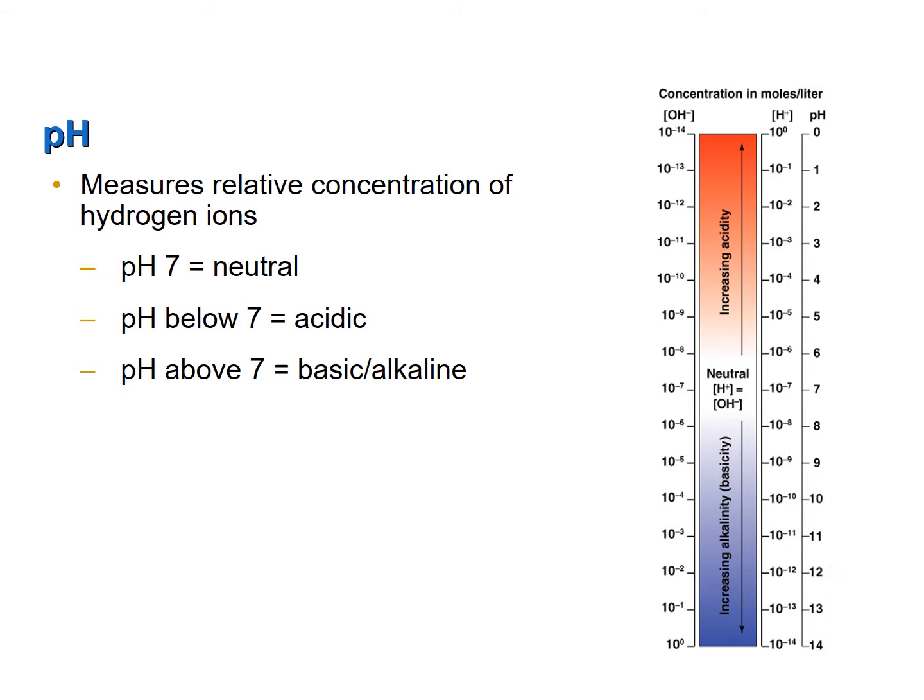Again, the pH scale is a logarithmic scale, so something that has a pH of 5 is 10 times as acidic as something with a pH of 6. Something that has a pH of 4 is 100 times more acidic than a pH of 6. So you have a 10-fold increase, then another 10-fold increase, so that's a 100-fold increase in acidity.